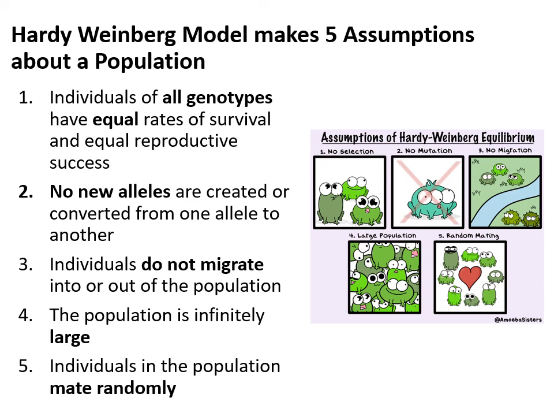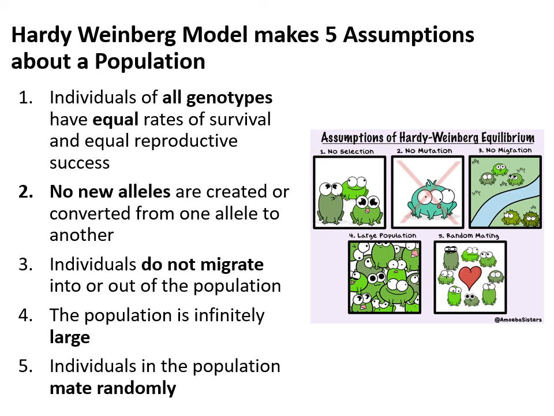And the last assumption is that individuals in the population mate randomly, which I know the idea of random mating, which you see over here, sounds funny. But it's basically going back to the point that we made in the first assumption. You don't want selection going on. You don't want people picking only one particular genotype, saying, hey, that's the best looking of the genotypes, I want to mate with that one. Because that will then put everything out of equilibrium and it will skew the numbers and the calculations.